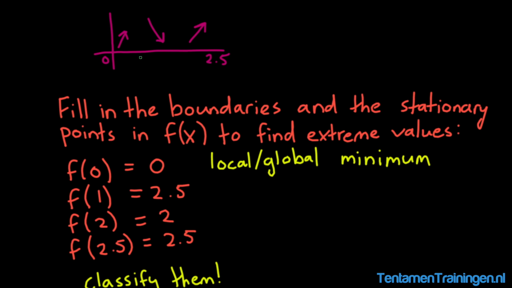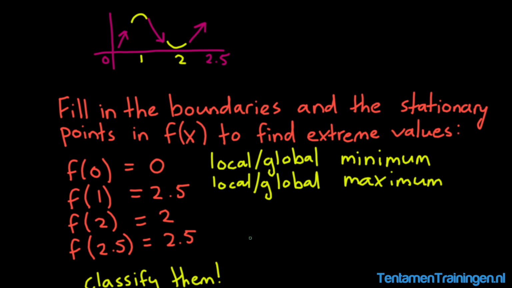For f(1), which has a value of 2.5, we know that there's a maximum here since we looked at the sign diagram. Since it's the highest point of all 4 points together with the fourth one, we say it's a local slash global maximum. Do the same for f(2). This time we know it's a minimum since we looked at the sign diagram. It's not the lowest point of all 4, so it's just a local minimum, but not a global minimum.